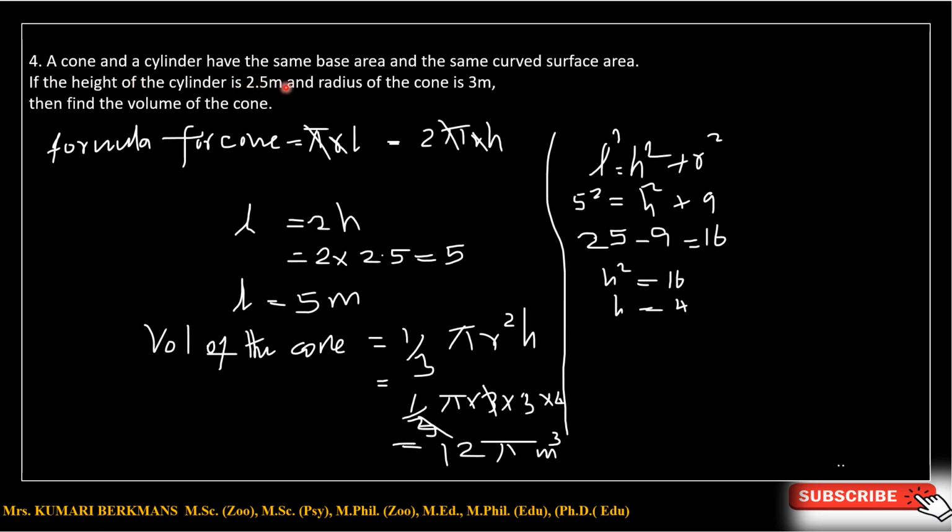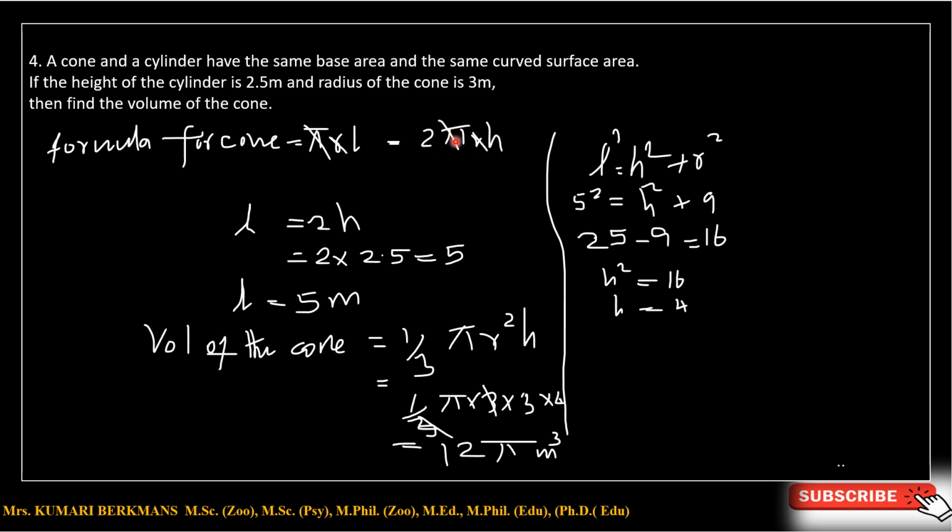A cone and a cylinder have the same base area and the same curved surface area. If the height of the cylinder is 2.5 meter and the radius of the cone is 3 meter, then find out the volume of the cone. The formula for the cone is pi RL and for the cylinder it is 2 pi RH.